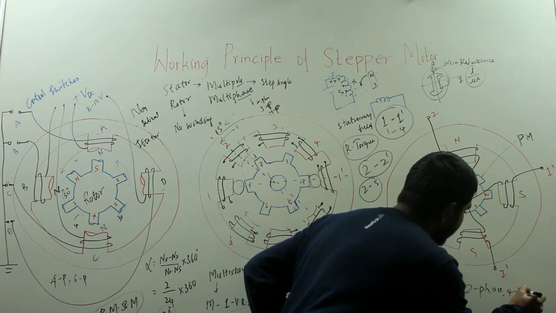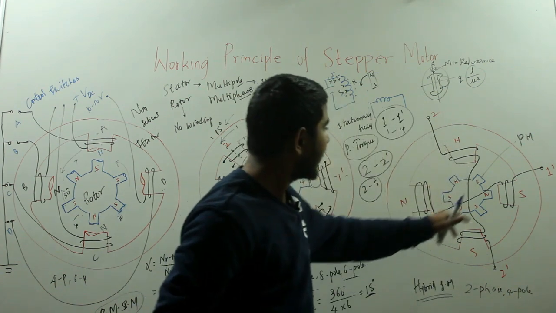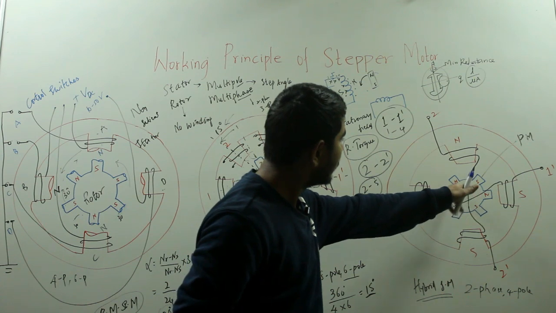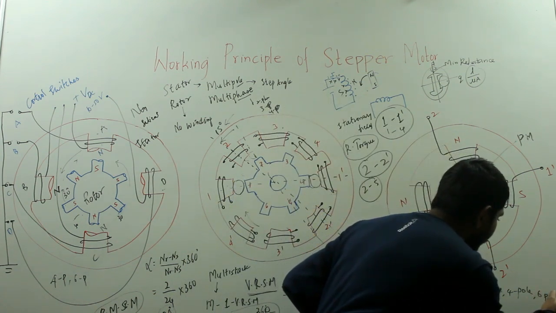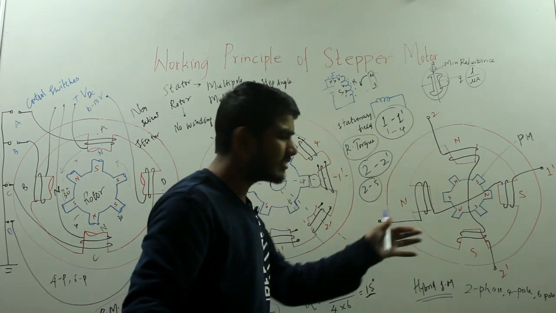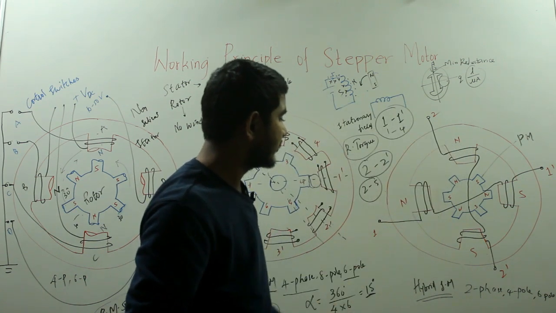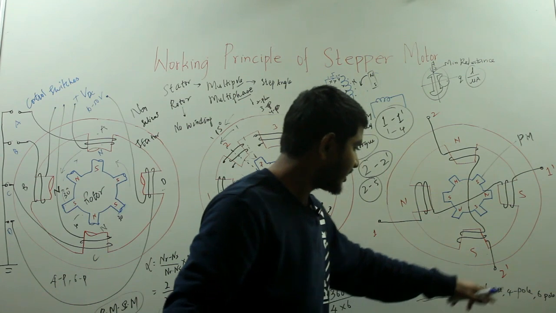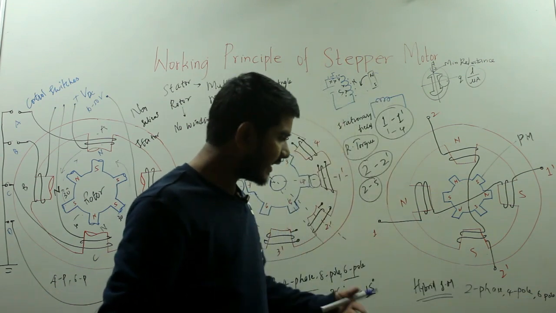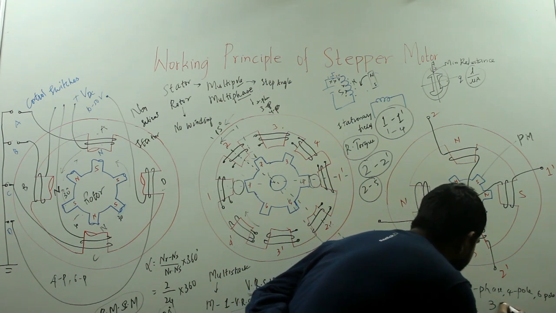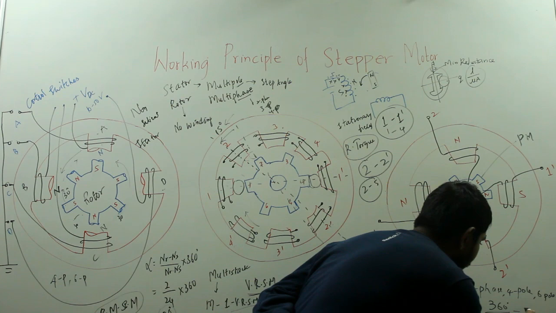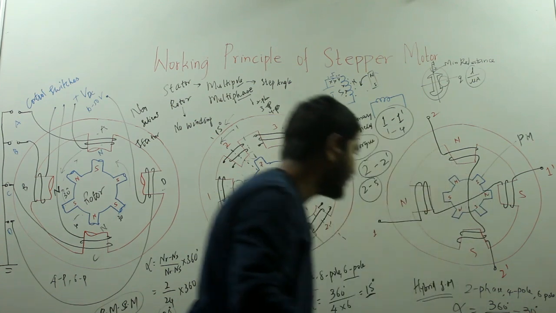4 pole stator. So the stator is having 4 poles and your rotor is having 1 2 3 4 5 6, so a 6-pole rotor. Your rotor will always be of even poles, and the stator will also be of even poles. So 4-pole stator, 6-pole rotor, and if you calculate the stepping angle, alpha will be equal to 360 degrees by 2 into 6. So this will give you again 30 degrees. So the step angle will be 30 degrees.